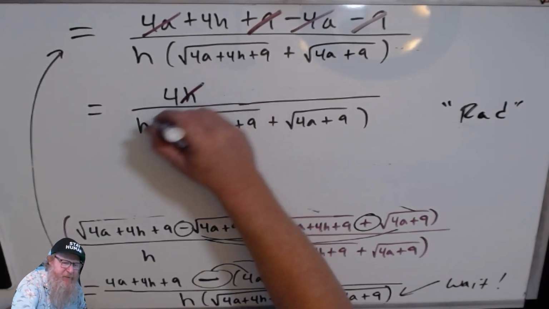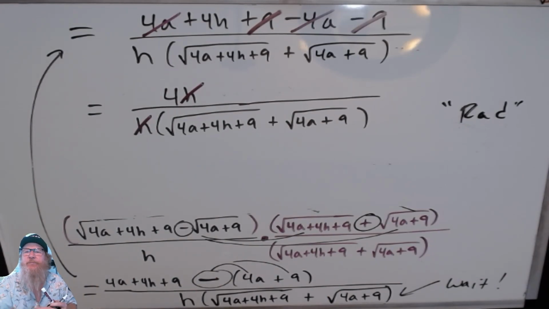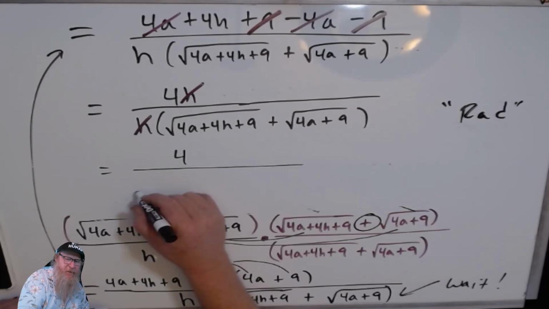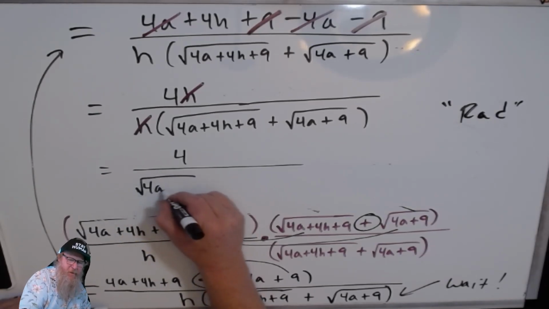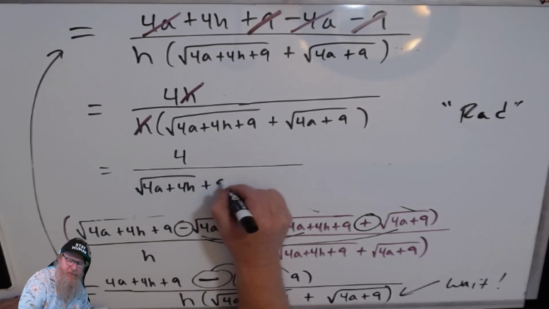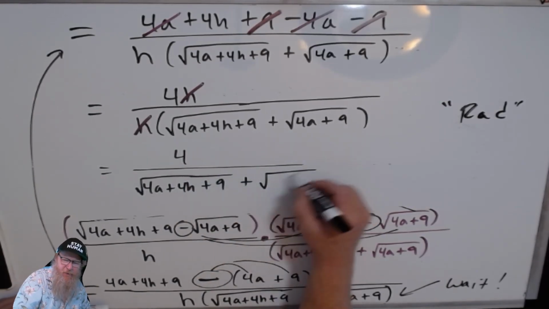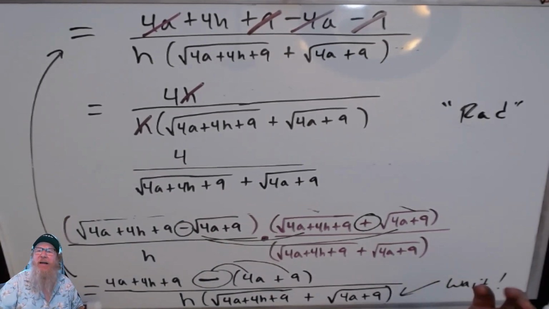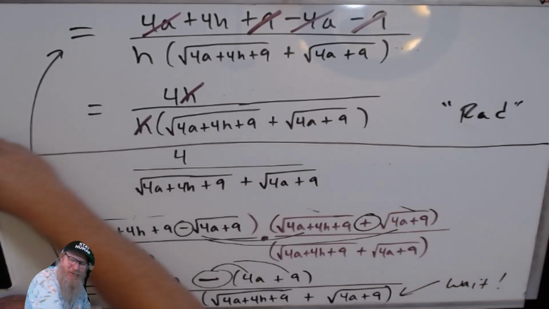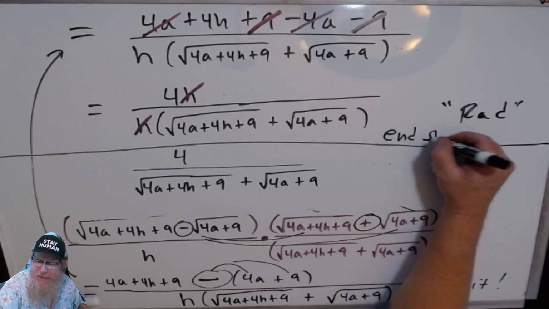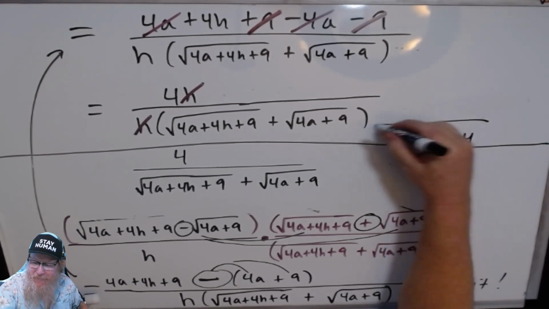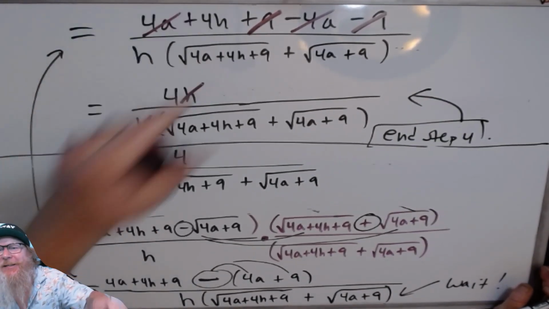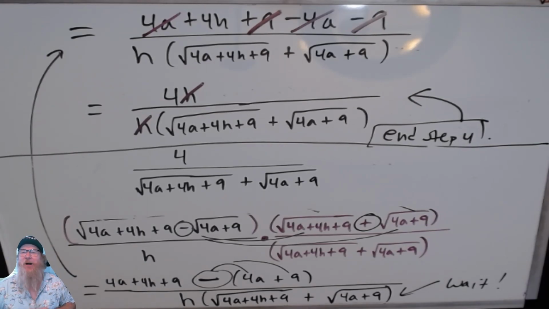So now I'm going to cancel the h's. And I'm going to get 4 over the square root of 4a plus 4h plus 9 plus the square root of 4a plus 9. Finally, I'm on step 5 now. So all of that was the end of step 4. That's a very long step 4, right? It's because the nature of this function was a lot more complicated.